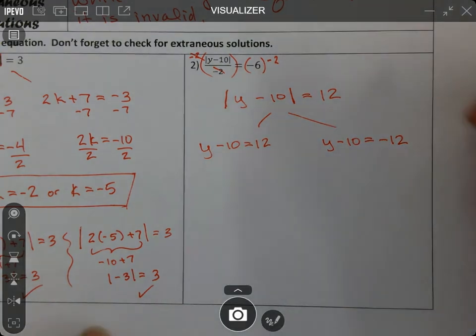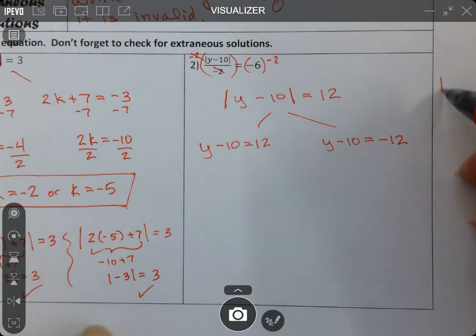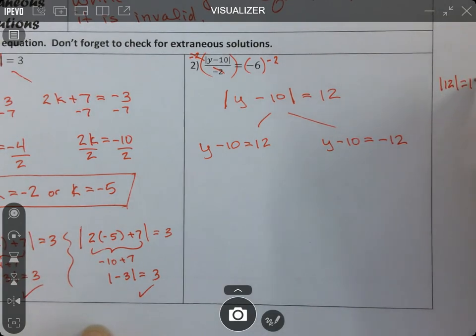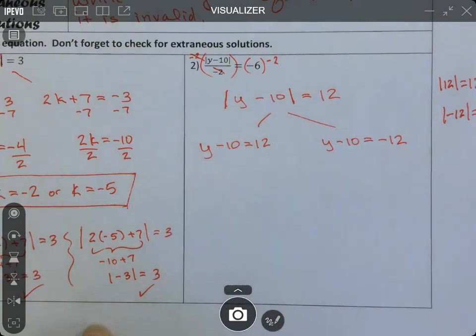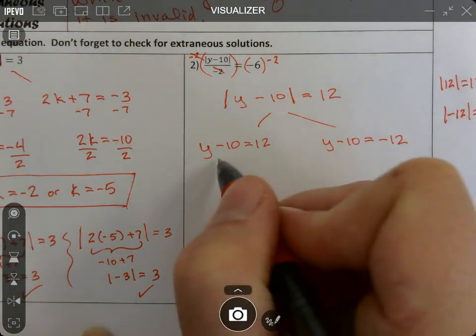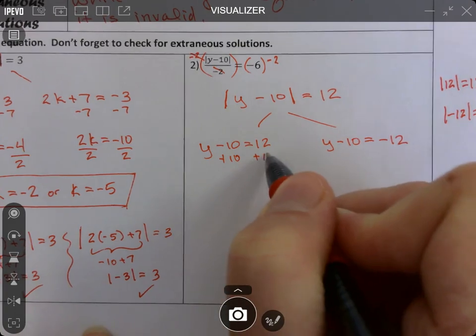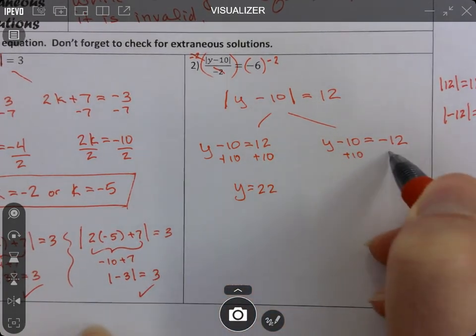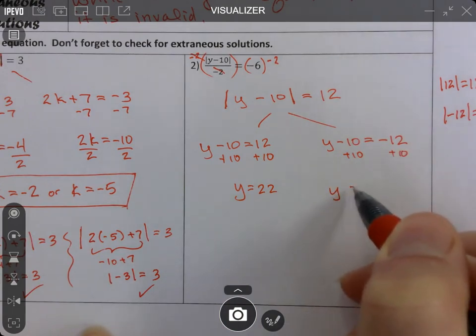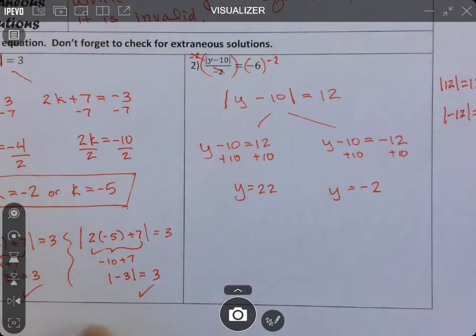So what I'm really saying when I do these two pieces is the absolute value of 12 is 12, and the absolute value of -12 is 12. You're truly doing substitution. The absolute value of 12, I'm replacing this and saying it could equal 12 or -12. Okay, add 10. So I get y equals 22. Add 10. And I get y equals -2.